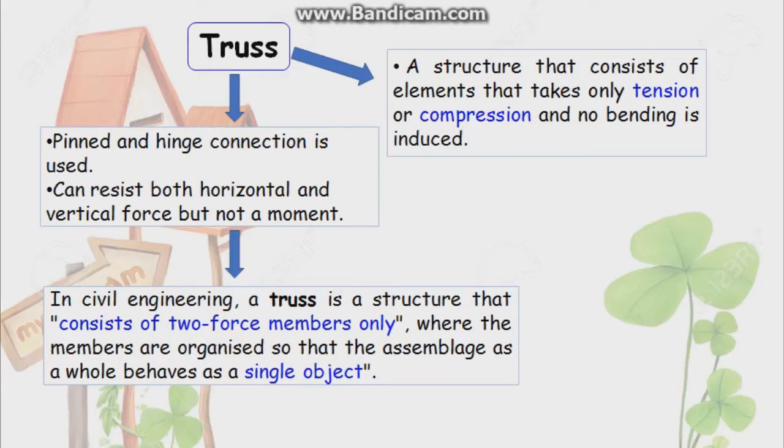In civil engineering, a truss is a structure that consists of two-force members only. A two-force member is a structural component where force is applied at two points only.